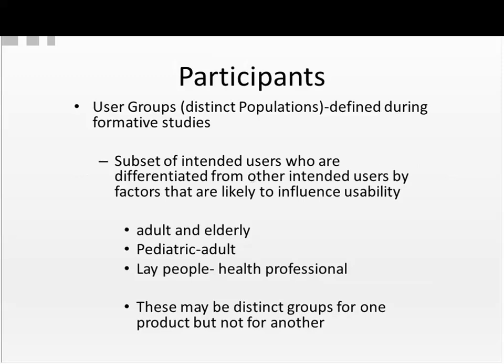During your formative studies, during the human factors program, you've defined user groups, the distinct user populations. These are a subset of intended users who are differentiated from other intended users by factors that are likely to influence usability. This might be adult and elderly. The adult may be one group and the elderly another group if there are factors that would differentiate them, or pediatric and adult, or lay people and health professional.